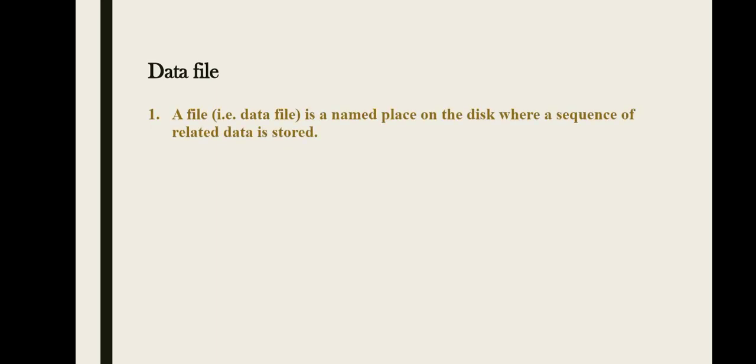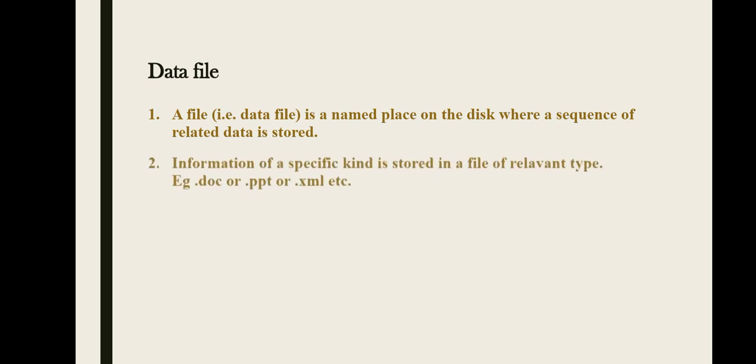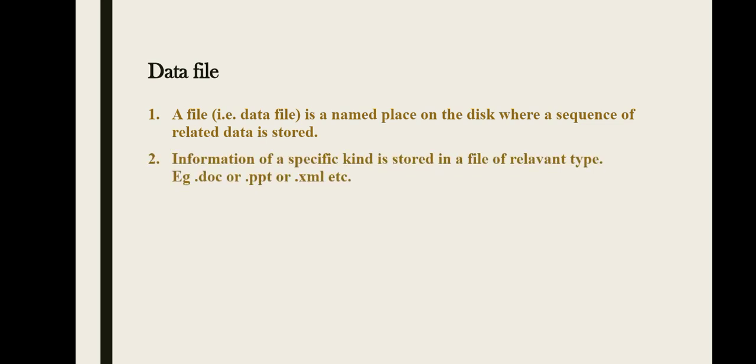When we hear the word data file or the word file, it gives a message to us that it's basically a named place on a disk where information is recorded, and relevant data is stored there. Secondly, the information is all logically related with each other, and a specific category of information is stored in one type of file, and we categorize them as document.doc, .ppt or .xml. These are some specific varieties we have mentioned here.